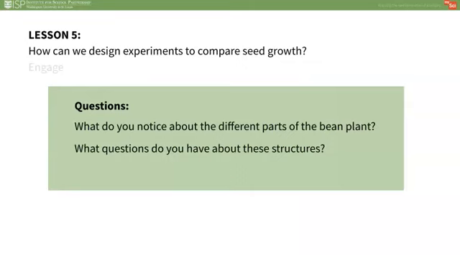In the Engage portion of this lesson, students will work in groups to examine the different parts of the bean plants they grew for Lesson 3. Students may have questions about what they are seeing, and you may choose to chart some of them. Students may come with background knowledge of the structures and functions of different parts of a plant. In this lesson, they will build on that knowledge of structure and function to develop a deeper understanding of why plants have those structures.